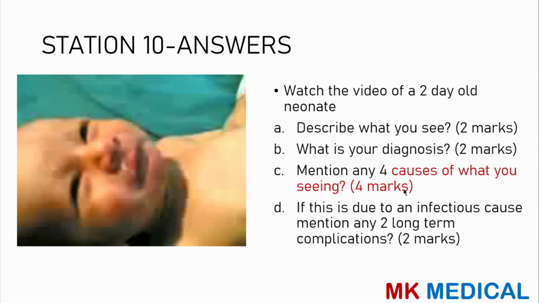Station 10. Watch the video of a 2-year-old neonate. Describe what you see. What is the diagnosis? Mention any 4 causes of what you see. If this is due to an infection or an infectious cause, mention any 2 long-term complications. So I'm going to play the video for you. So pay attention and watch through the video. Oh, before I show you the answers.